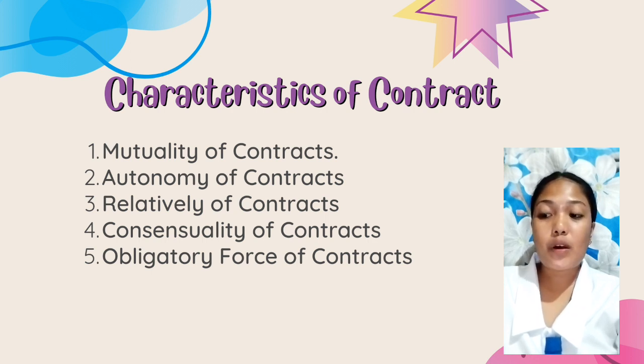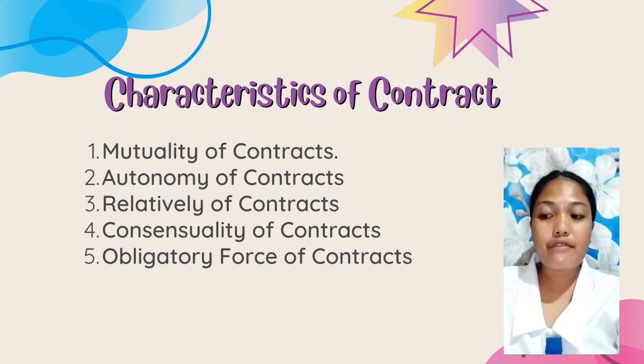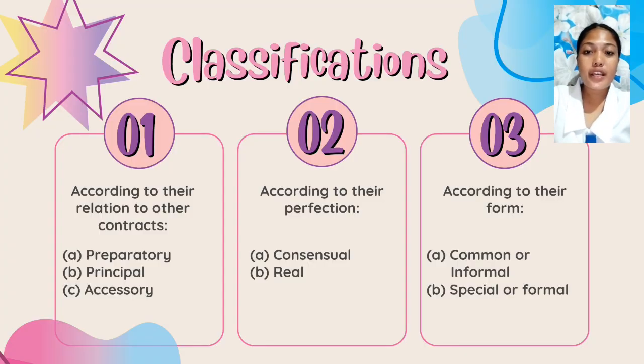So the fourth one, we have consensuality of contracts. Contracts are perfected by mere consent, and no form is prescribed by law for their validity. The exceptions are the real contracts such as pledge, chattel, or mortgage, and the contracts covered under the statute of frauds. The last one, we have here the obligatory force of contracts. It constitutes the law as between the parties who are compelled to perform under the threat of being sued in the courts of law. So we have here also the classifications of contracts, which is in this slide.